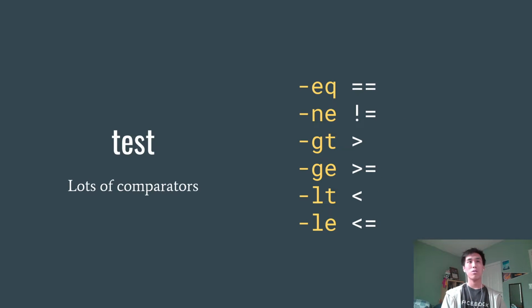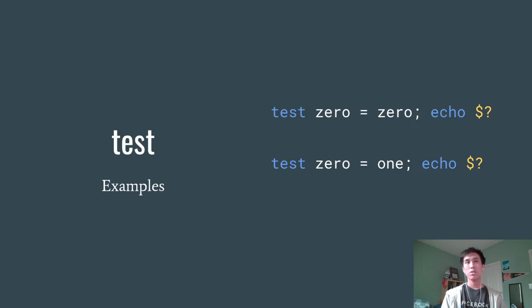Yeah, and so there are a lot of comparators, and they're pretty straightforward if you know how to read them. You know, equals, not equals, greater than or equals to, less than or equals to. And there's a bunch of other stuff like is a directory, is a file or not, but I won't get into those. So yeah, let's look at this example quickly. What do you think this will output? And just as a reminder, the $? just echoes out the status of the previous command.